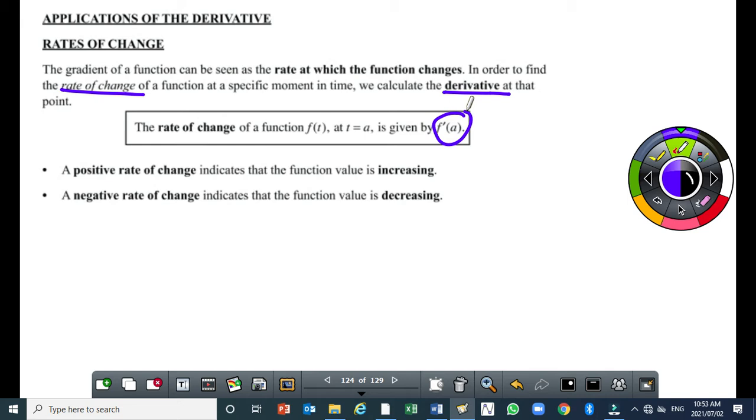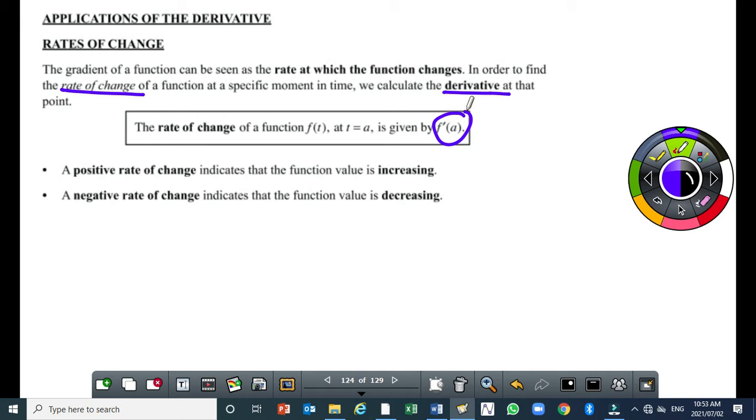Alright? Now, a positive rate of change is an indicator that the function value will be increasing. You already know that. You already know that if a function is increasing, the gradient will be what? Positive. If the function is decreasing, the gradient will be negative. So we are going to use those concepts. Alright? A negative rate of change is an indicator that the function value is decreasing.